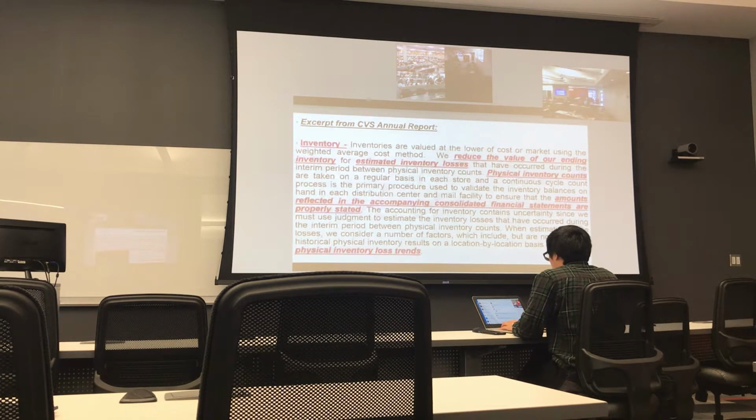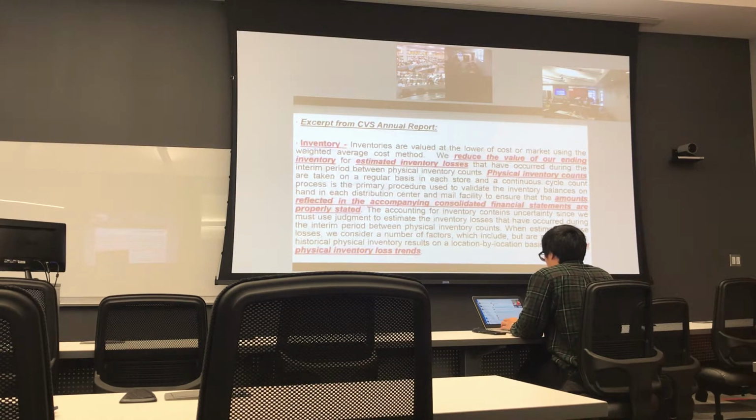So physical inventory counts are taken on a regular basis in each store, and I think this is interesting. It's a continuous cycle count. So what that means is, again, they have like 7,500 stores. They cycle it, so some of them are done in March, some of them are done in April, some of them are done in June, and they just cycle. So every store has been counted at least once a year or twice a year, but they rotate all the different stores at different times. So if they're using one company, they can fly around and count them, but they don't have to get all 7,500 stores on one day.